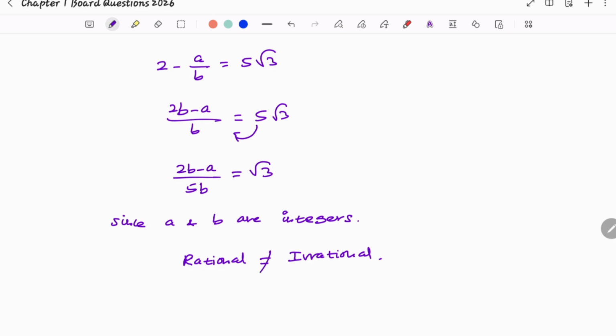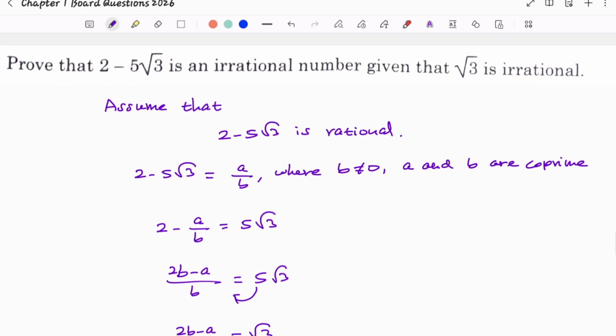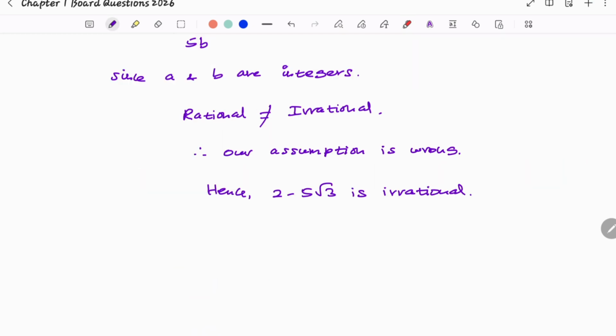This is a contradiction. Because of our assumption, we got the contradiction statement. Our assumption is 2 minus 5 root 3 is rational. So this is wrong. So if it is not rational, it should be irrational. So finally we conclude 2 minus 5 root 3 is irrational. So we proved finally 2 minus 5 root 3 is irrational. Okay.